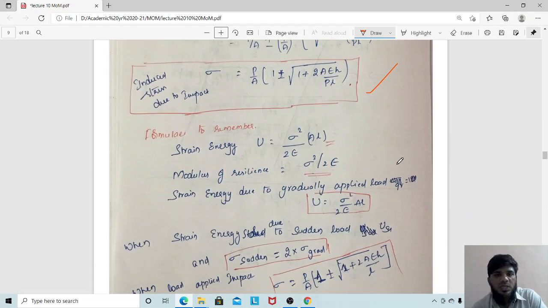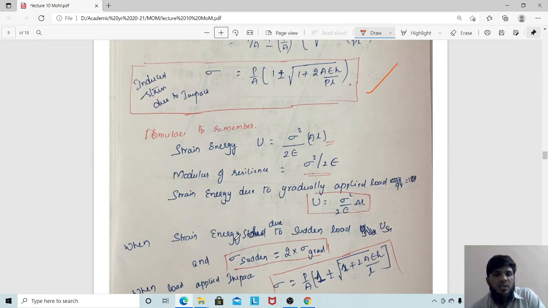Now you have to remember these formulas, note them. These formulas are very important. Strain energy is equal to sigma square by 2E into AL. This is the generalized strain energy formula, whereas modulus of resilience is nothing but the strain energy per unit volume. That is nothing but you divide by the volume, you will get sigma square by 2E. Strain energy due to gradual applied loading is also the same, sigma square by 2E into AL, and here this sigma is because of gradual loading.